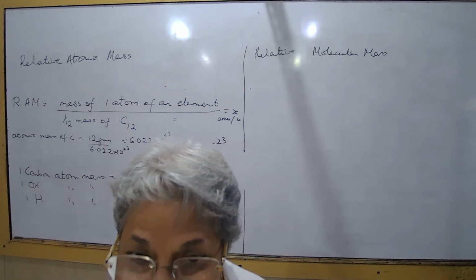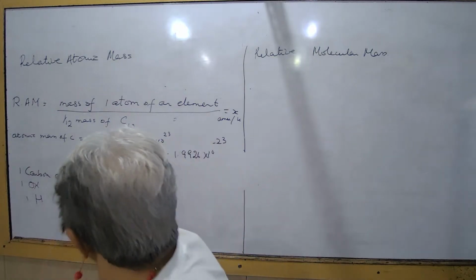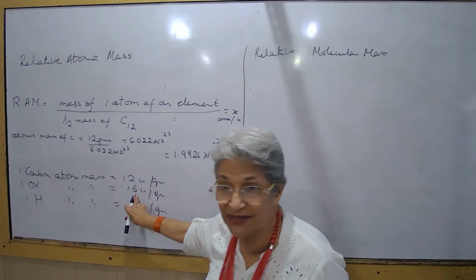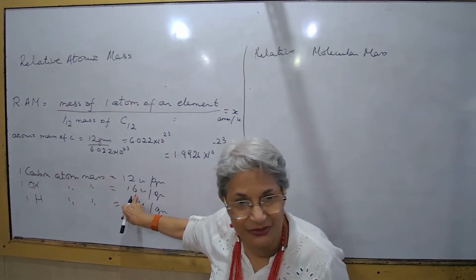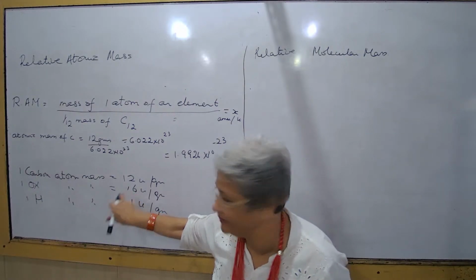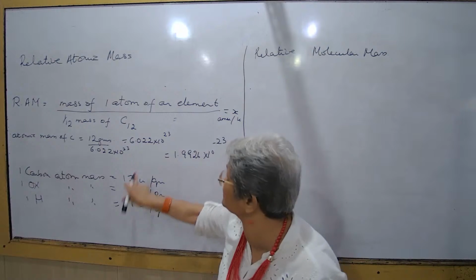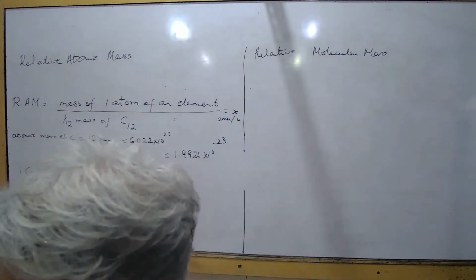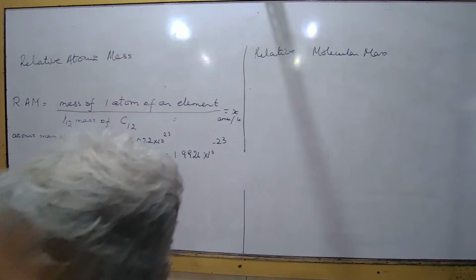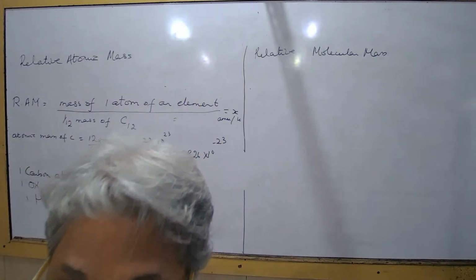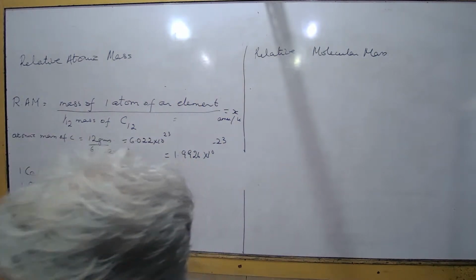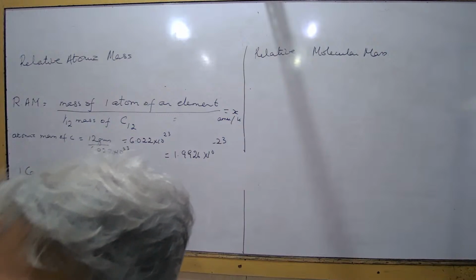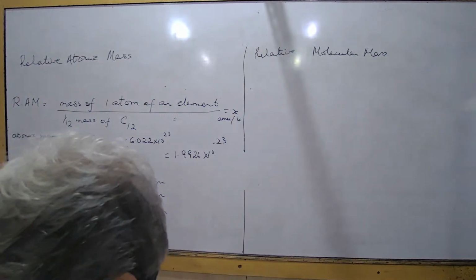12 is a weight of 6.02. 16, in the case of oxygen, is a weight of 6.023. Okay? 1 is a weight of actually so many atoms of the particular element. Avogadro's number. Avogadro's number is the number of atoms present in the atomic weight of a particular element.